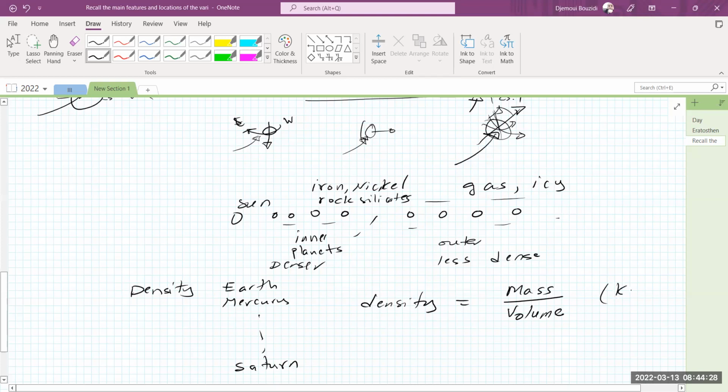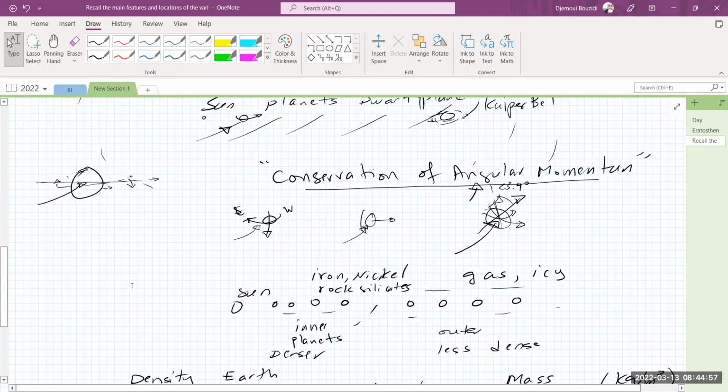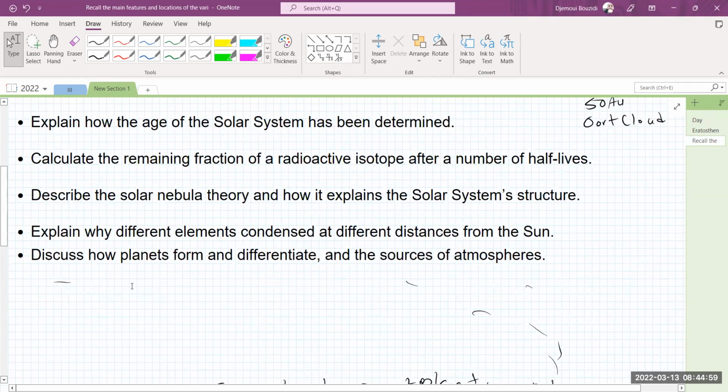The density is usually measured in kilogram per cubic meter, or also kilogram per liter, or also grams per cubic centimeter. They're all equivalent. There is a conversion factor between each and every one of them. Okay, they are not the same quantity though. For the case of the Earth, for example, it's around 5.5 grams per cubic centimeter, or 5 tons per cubic meter. So this is in terms of structure, in terms of density, in terms of properties.